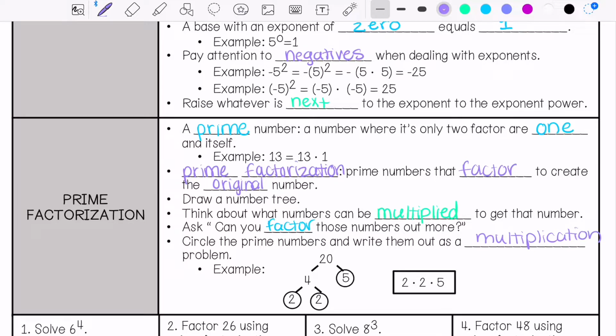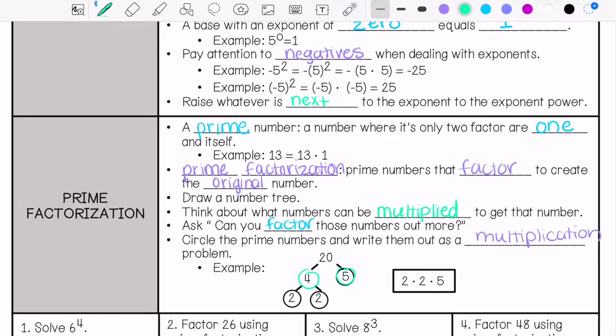So, for example, 20, you can do 4 times 5. 5 is a prime number, so we don't have any more factors other than 5 and 1. And then 4 has other factors, 2 and 2. And then 2 are prime numbers. So you're left with the prime numbers in a multiplication problem.